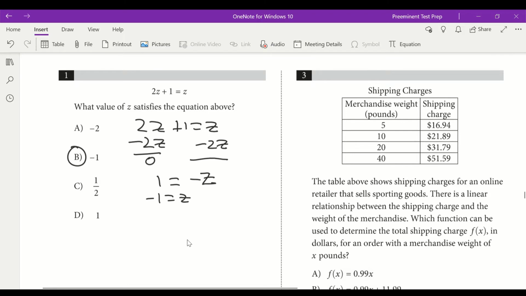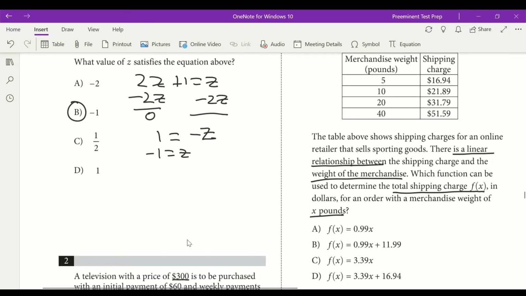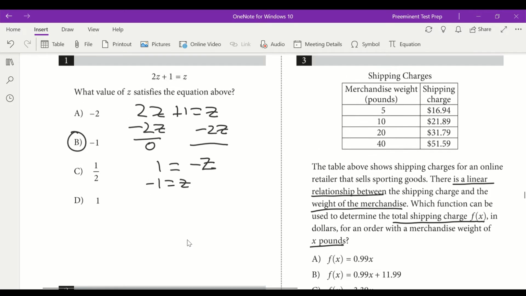Question 3. The table above shows shipping charges for an online retailer that sells sporting goods. There is a linear relationship between the shipping charge and the weight of the purchase. Which function can be used to determine the total shipping charge f of x in dollars for an order with a merchandise weight of x pounds? Well, we know it's a linear relationship, so we can check our answers to make sure they're all linear. They are. And then we can go back up and take a look at the data.